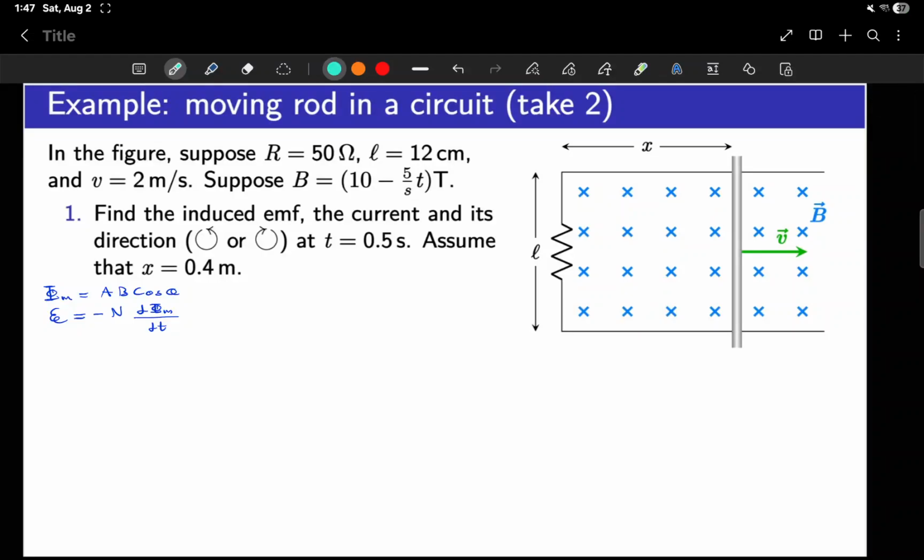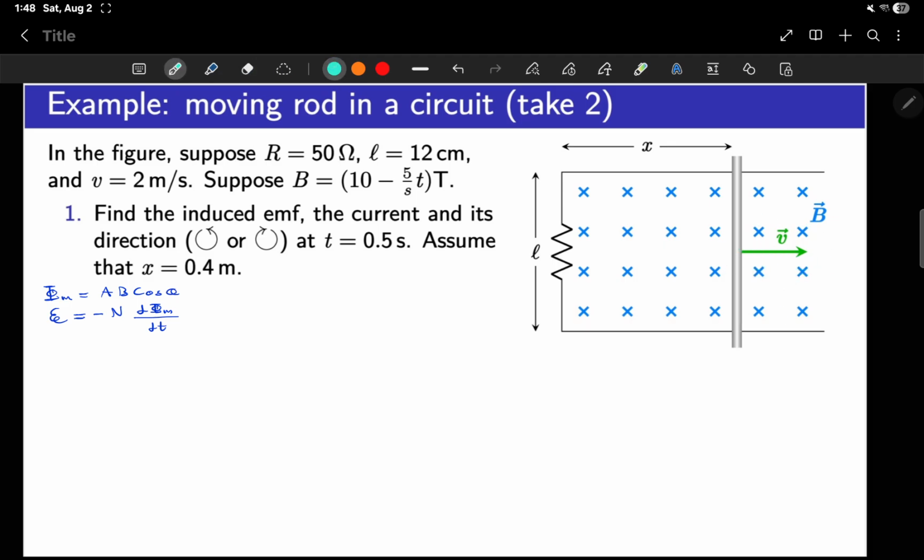So we're looking at a question about a moving rod in a circuit. In the figure we have a resistor with a resistance of 50 ohms. Then we have the length of the circuit, which is 12 centimeters. We also have the width, which is x. Actually, we don't have the width. The width is x, and we have a velocity, and this rod is moving at this velocity in this direction, as this vector shows.